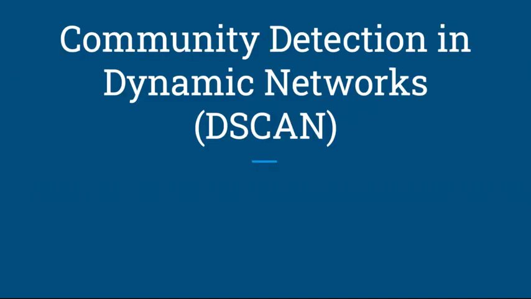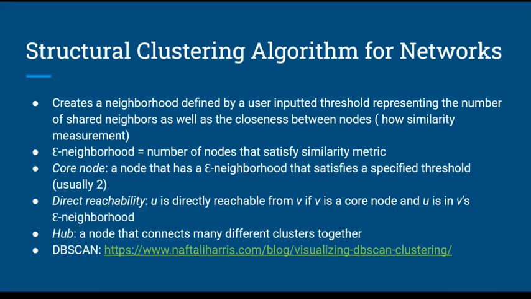And next, we'll go on to the dynamic side of the algorithm. Our dynamic solution is based off this existing algorithm, structural clustering algorithm for networks, otherwise known as SCAN. So this essentially creates neighborhoods based off a similarity metric that's determined by how many neighbors are shared by each member in the community. And here are some terms that you can look at, and then we'll move on to a quick demo.